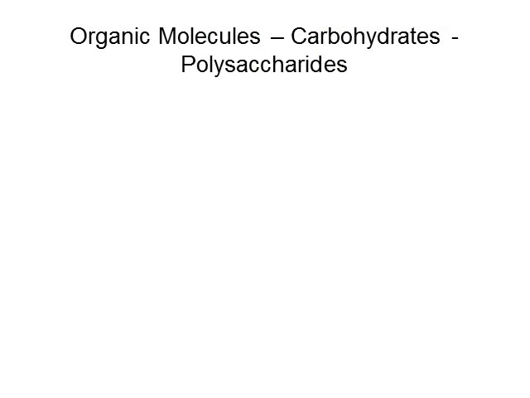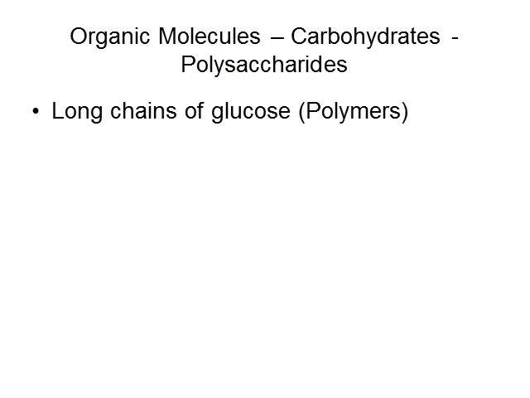Now the third subgroup of carbohydrates are the polysaccharides. Prefix poly means many sugars. So what you've got here are long chains of glucose. When you put long chains of a molecule together of the same repeating subunits, in this case glucose, you get what we call a polymer.